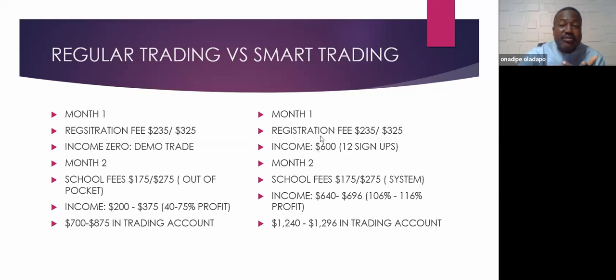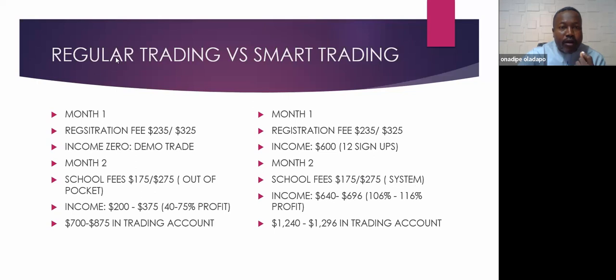I have left out the P150; you also earn some money in the system. I've left that out just for simplicity's sake. So I've given you a very simple scenario, but I'm bringing that information so that we have a better understanding. Now, in month 2, this person is paying school fees again, either 175 or 275, depending on the package, still out of pocket. In month 2, this person is also paying school fees, but the school fees is from the system.